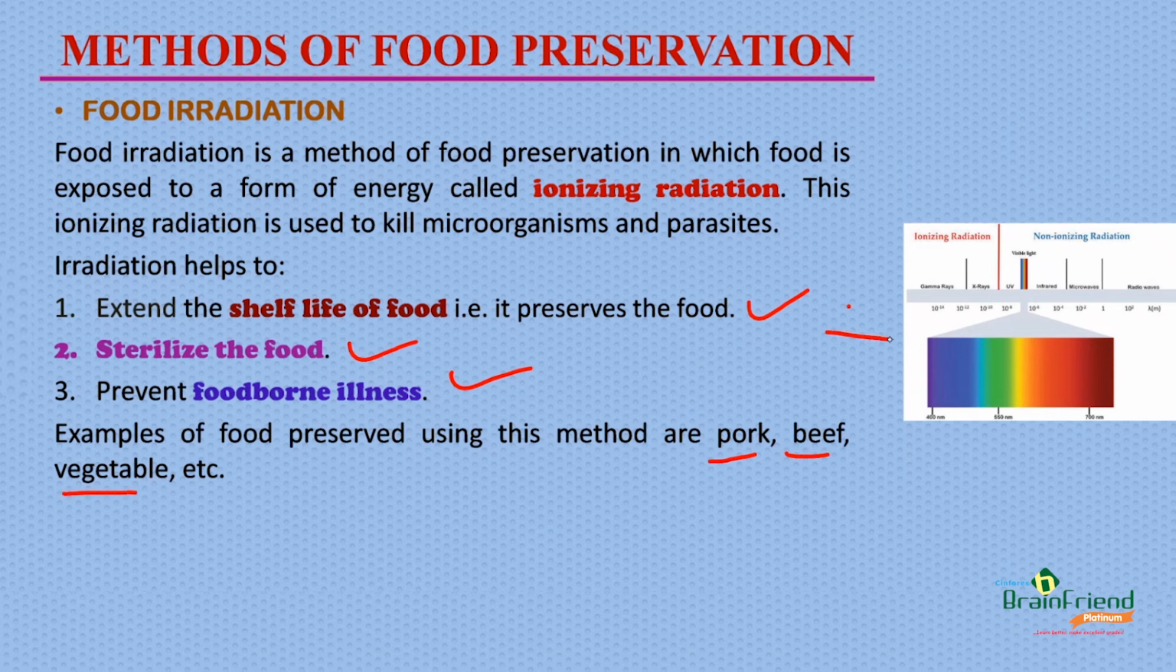This is a typical image showing us rays that can be used for irradiation. As we can see from this image here, gamma ray and X-ray are the two types of rays that can be used to irradiate food.